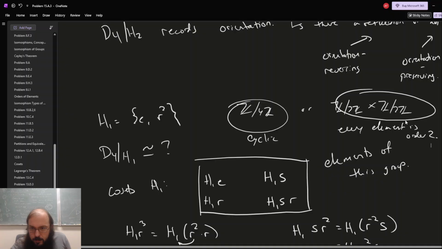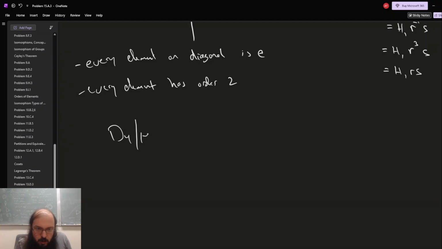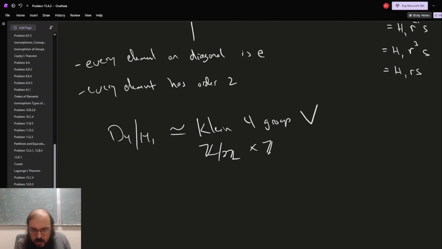Therefore, it's this one. And so what we see is that D4 mod H1 is isomorphic to the Klein 4 group, which we also called V in the past. But if you want to be specific, Z2 cross Z2. And we're done. Very cool.